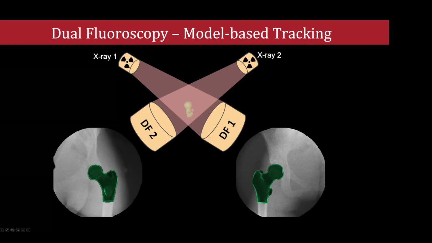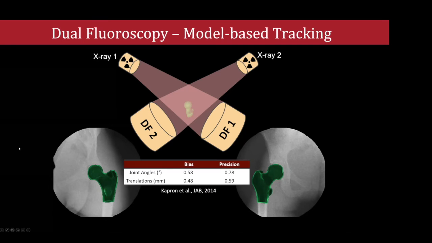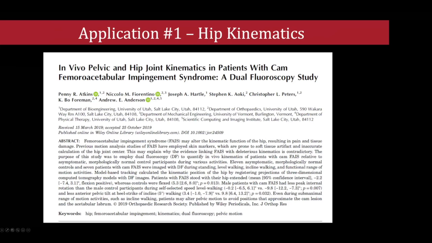For better looking images, the analysis itself goes a lot faster, but for the hip, it's difficult. And so we've shown previously that this technique can give you sub-millimeter bias and precision, as well as sub-degree bias and precision. So more recently, we've applied this in a cohort of FAI patients as well as controls. This was published in JOR two years ago, with Penny Atkins as the first author.